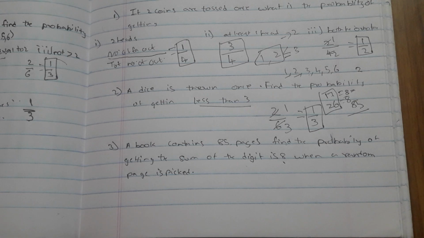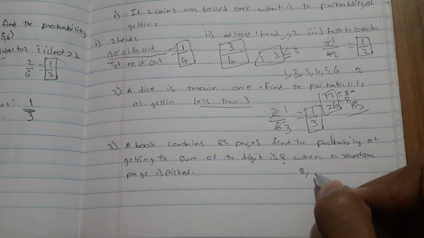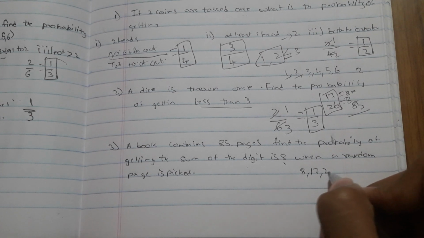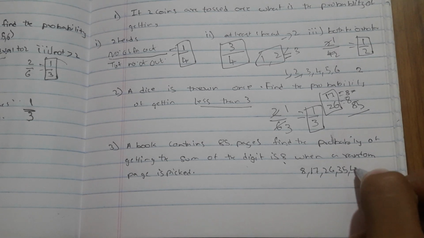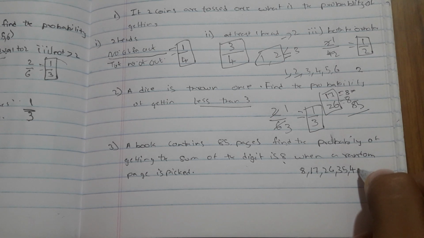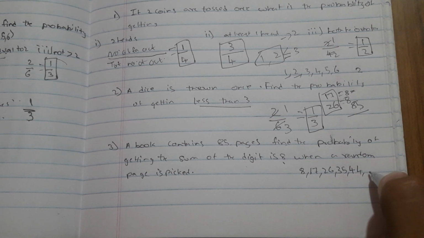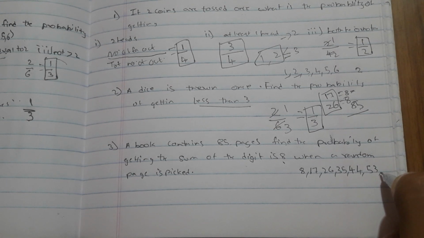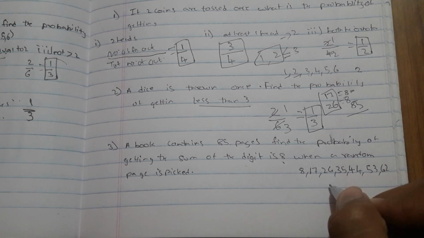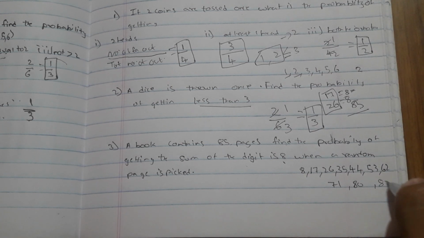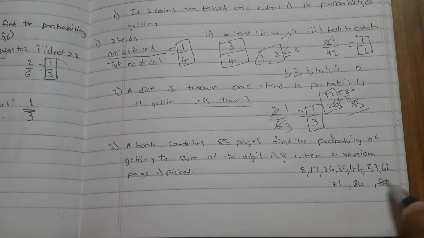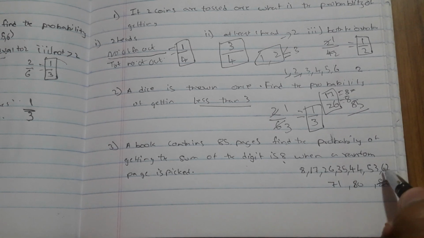Now let us see what the possibilities are. Between 1 and 10, the number is 8. Next 17, next 26, next 35, next 44, next 53, next 62, and 71, 80. The next number is 88, but they said till 85 pages, so 88 does not come. So there are 1, 2, 3, 4, 5, 6, 7, 8 and 9.